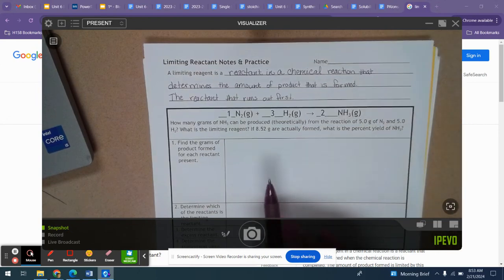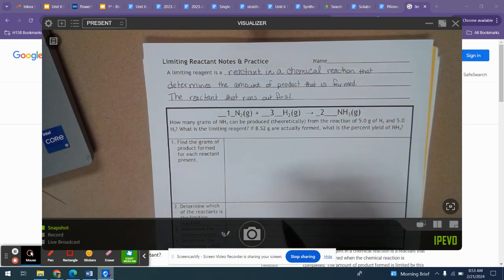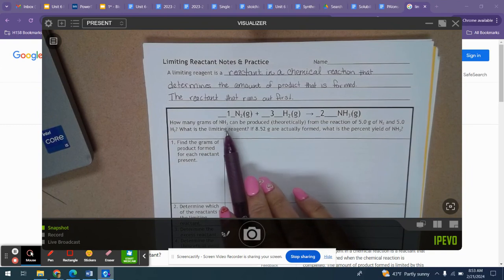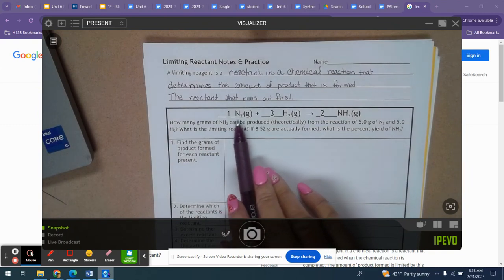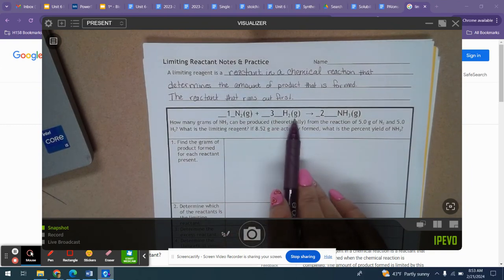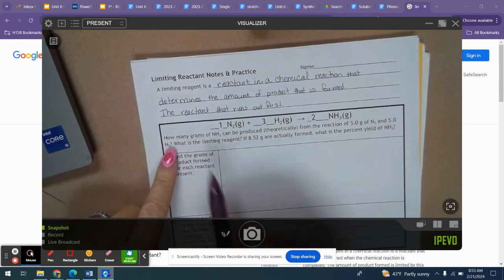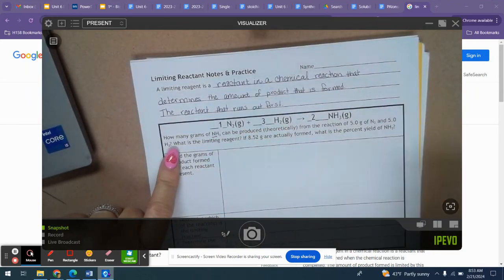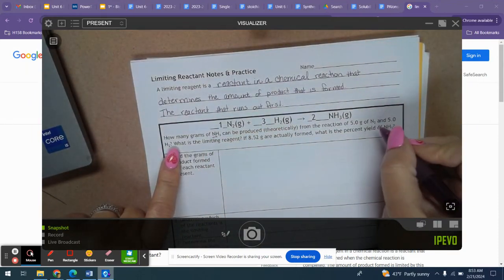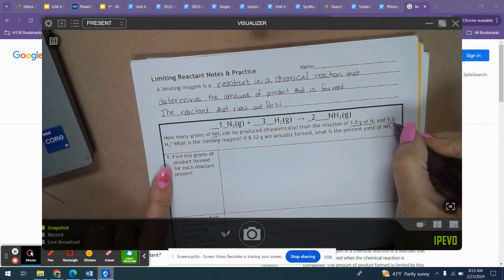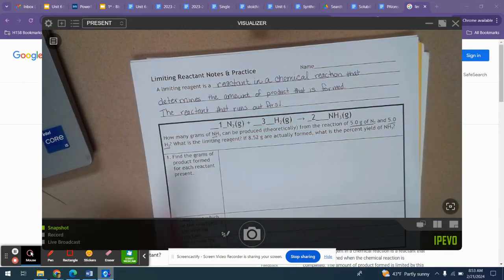So we're going to look at an example and walk through this process, what you will see in a problem. This reaction says we're reacting nitrogen gas and hydrogen gas to form ammonia gas, NH3. The question says how many grams of NH3 can be produced from the reaction if we start with 5 grams of nitrogen and 5 grams of hydrogen.